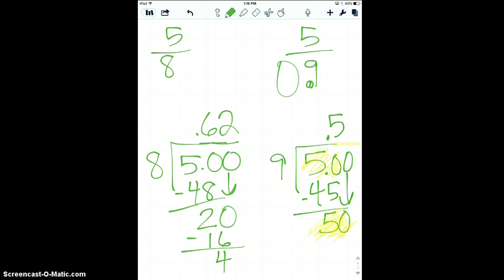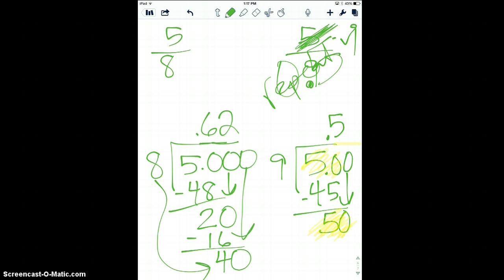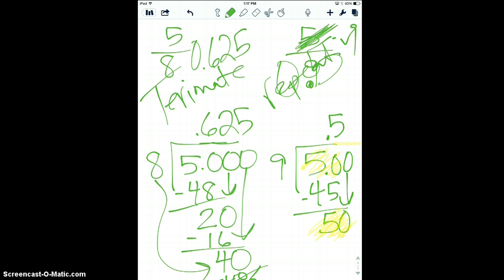So this one I already know. It's 0.5 with a line over it. The 5 repeats. This one is repeating. Okay, let's finish the other one. You're like, that one wasn't finished? Nope. So I go back to it, annex the 0, and I can see that 8 goes into 40 perfectly 5 times. Oh, that's so nice. So this one is 0.625, and it stopped. It terminates. That was a terminating decimal. So 5/8 terminates. 5/9 repeats.